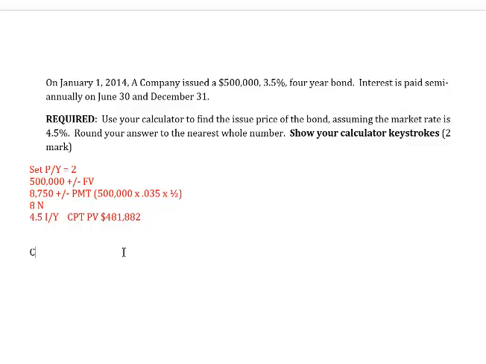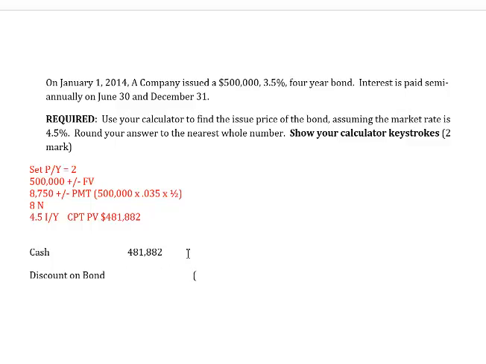$481,882. Now, if you wanted to, you could also do the journal entry, which means you weren't required to do it, but you could. So that means that you're going to debit cash for $481,882. That's the proceeds. Now again, don't forget, because the market's paying more than your bond, you have a discount bond. So you're going to debit the discount on the bond, and that's going to be how much? Well, you can calculate it.